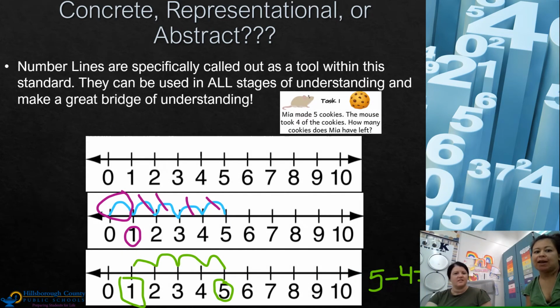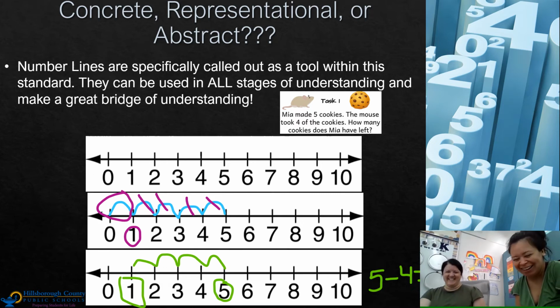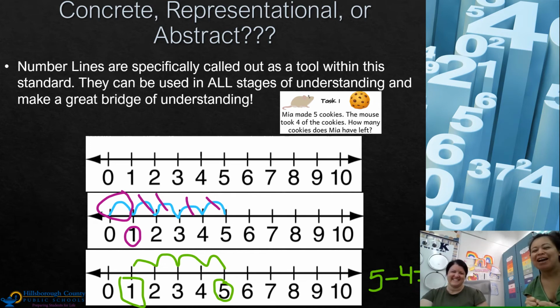All right, and number lines. Who loves number lines? All right, so we're really working with number lines. I know they're a little bit tricky in kindergarten especially, but they're important because this standard actually says to use number lines. So it doesn't say that you have to use ten frames or part-whole maths or number bonds, but it does say you have to use number lines.